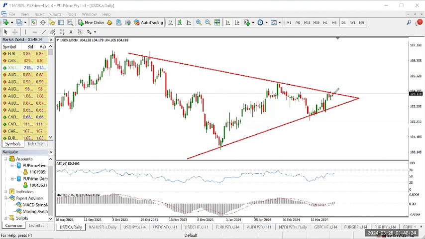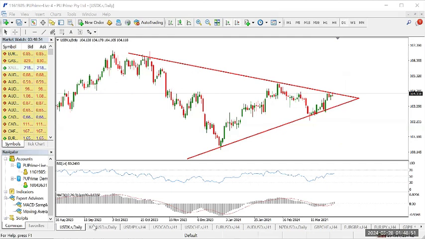Now, how this pattern works is that if price breaks out to the upside, it means we're having a bullish trade. And if we have a breakout to the downside, it means we're having a bearish trade on the dollar index. And that's just how a symmetrical triangle works. So we're at the verge of a major breakout on the dollar index. A breakout upwards is bullish and a breakout downwards is bearish.